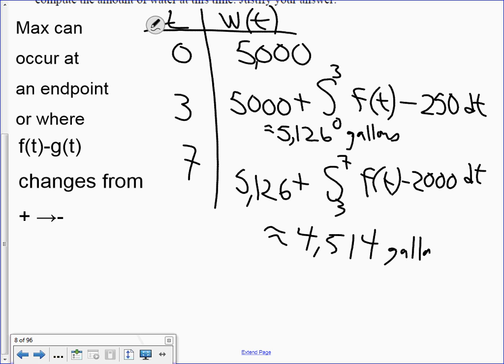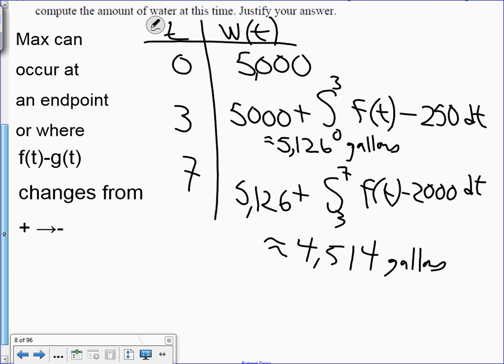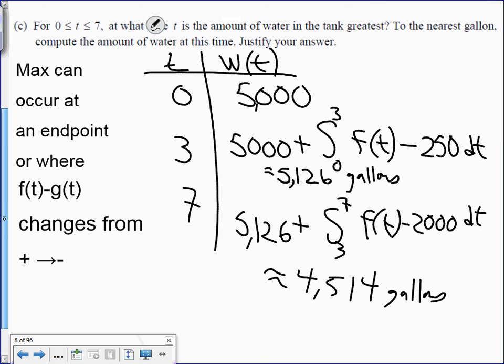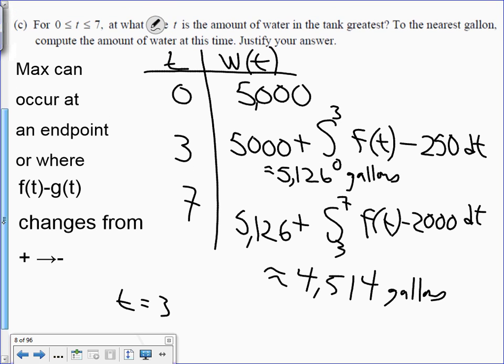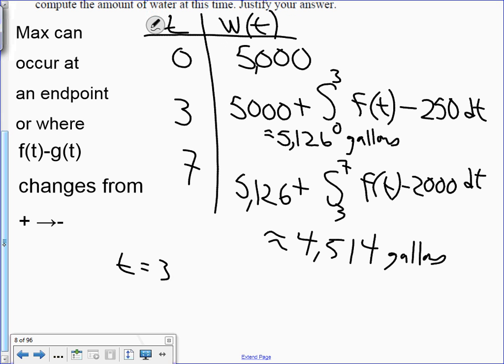Okay. So to answer the question, they say at what time will the amount of water be the greatest? So we say, it'll be the greatest at t equals 3, and then how much water is in there at that time, and then we can give that amount. So at time t equals 3, the max amount of water will be 5,126 gallons. As far as justify your answer, that work, as well as this explanation, is all we need.